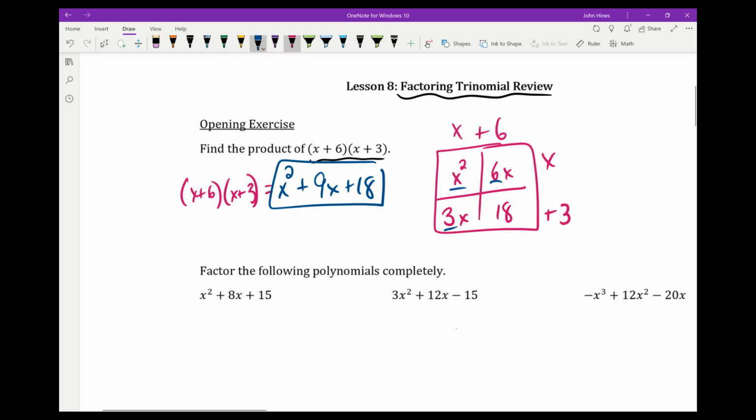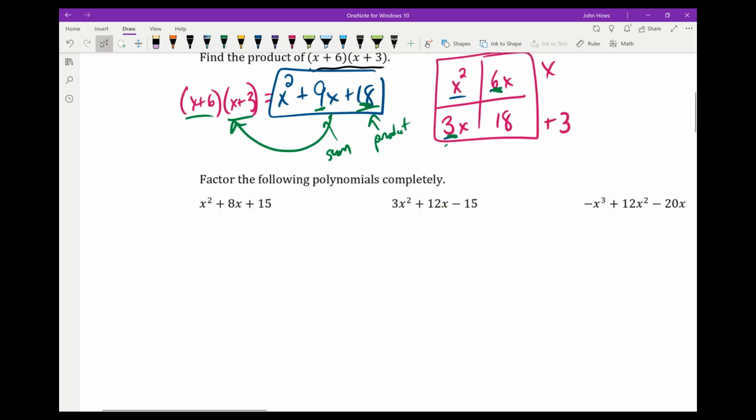Now what I want you to notice is that today we're going to be factoring it. So we're going to start with this trinomial and find out what the two factors are. Notice that 6 and 3 add to 9, that middle term, and 6 times 3 multiplies to 18. So that's how we're going to factor it: the middle term is the sum of the two numbers in my factors, and the final term is the product of those two numbers. So let's see if we remember how to do this.